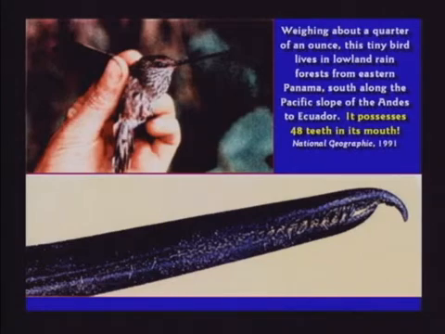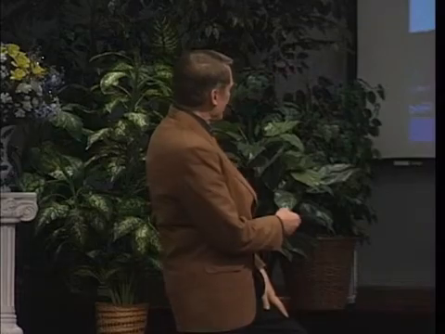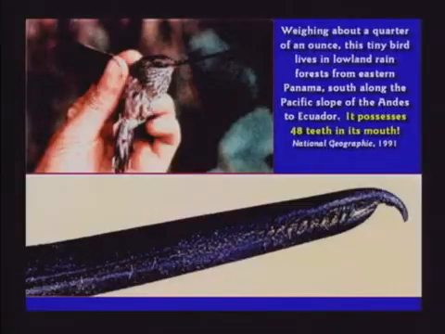I mean, some birds have teeth. Most don't. Some reptiles have teeth. Some don't. Some fish have teeth. Some don't. Some of you have teeth. Some don't. Okay? There's the hummingbird with little bitty teeth in his beak right there. 48 teeth in the Andes Mountains. It's not proof for evolution.